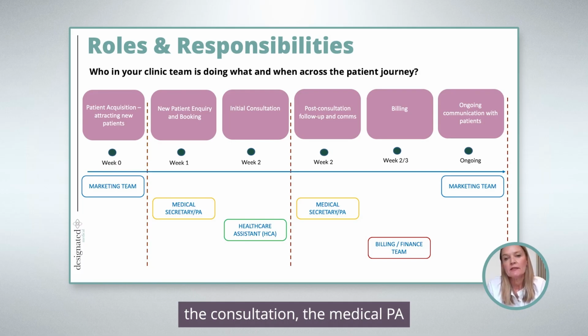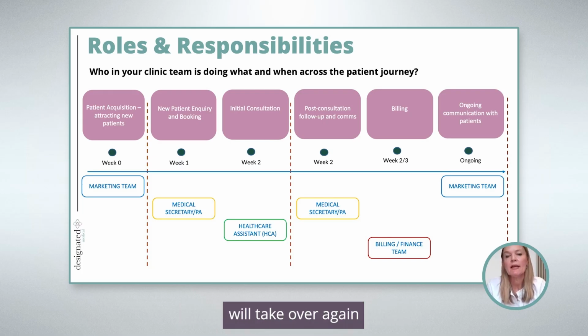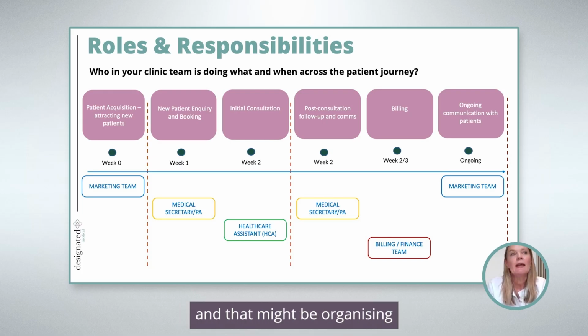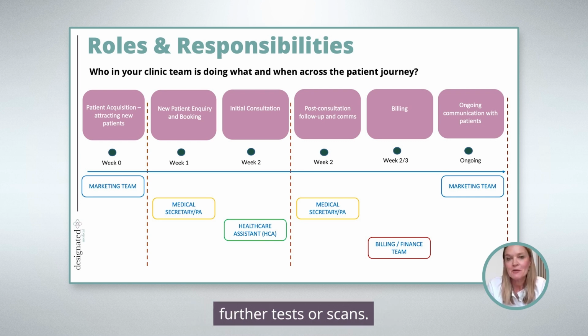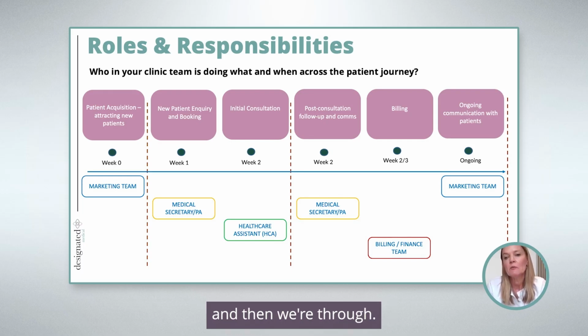And then following the consultation, the medical PA will take over again to make sure that all of the outcomes are followed through. That might be organising further tests or scans. They will also liaise with the practice typist. In most cases, there will be letters that need to be typed up. The medical secretary will then ensure that those are sent securely to the patient, to the GP, and to whoever is relevant. And then the next stage is the billing team.